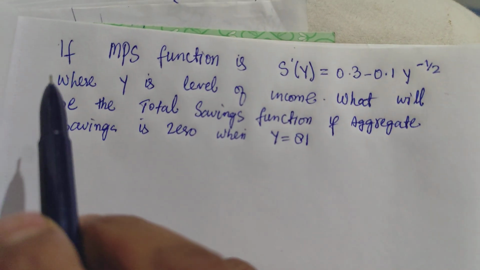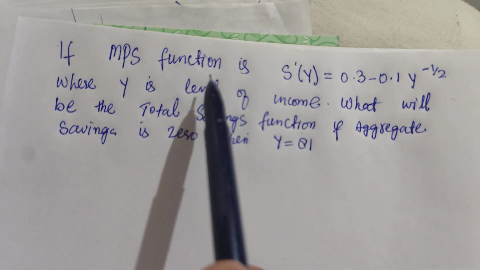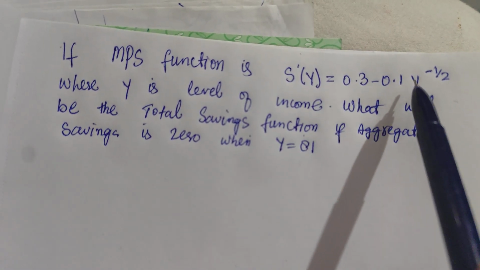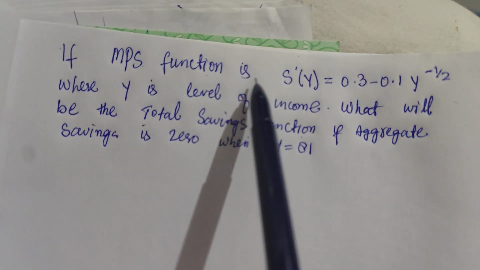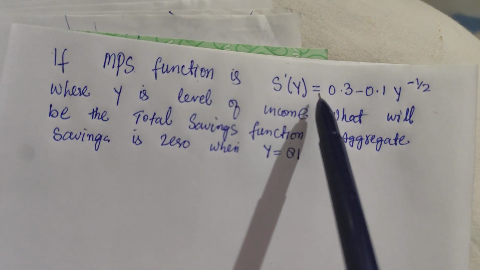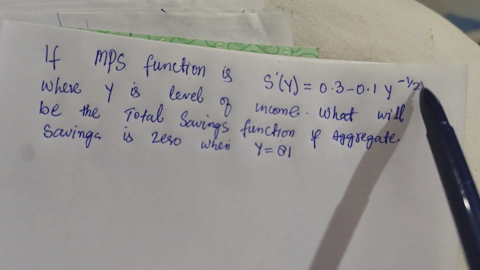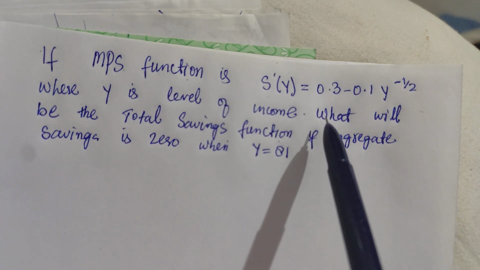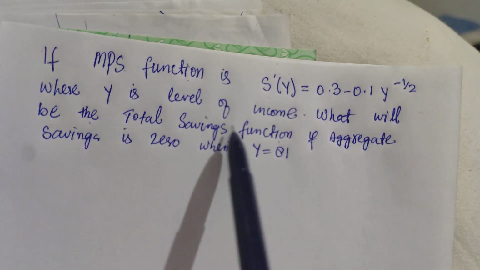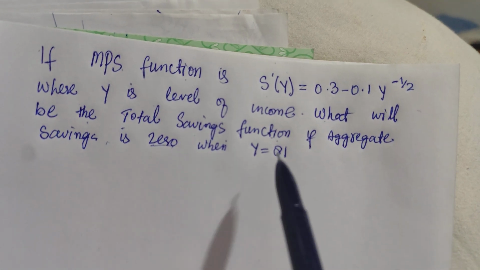In this video, we will learn how to find out the total savings function from the given marginal propensity to save function. The question is, if the marginal propensity to save function is given as S'(y) = 0.3 - 0.1 y^(-1/2), where y is the level of income, we have to find out what will be the total savings function if aggregate savings is 0 when income is equal to 81.